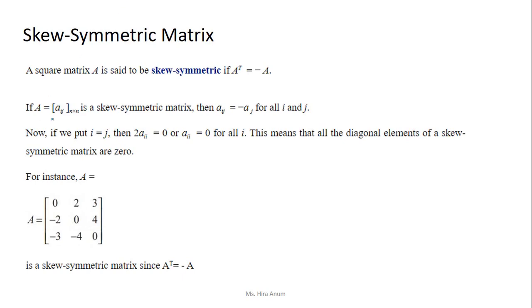When you take the transpose, then you need to take the common factor from it. Then it becomes equal to A. If you can see this, we are taking the transpose of this, it becomes 0 minus 2 minus 3. Second is 2 0 minus 4, 3 4 0. It is not equal to A, so we need to take common. If we take common, it becomes equal to A.